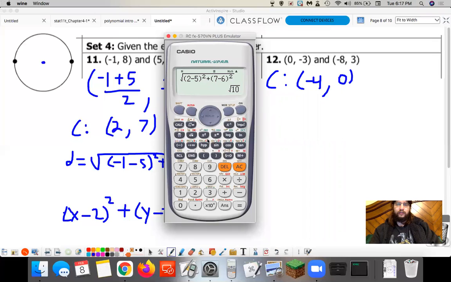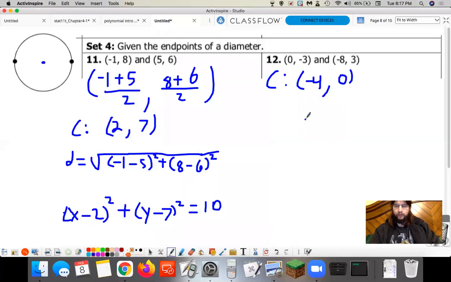If you don't believe me, let's just do it. 0 minus -4 squared plus -3 minus 0 squared. That should give me 5. It does. So my radius is 5. That means it's going to be equal to 5 squared, which is 25. It just says give the equation, so we don't need to worry about what the radius is. So (x + 4) squared plus y squared equals 25.